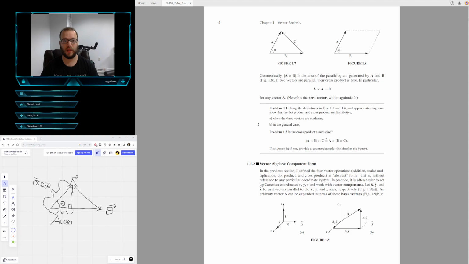It is pointed perpendicular to the page, but it just has 0 magnitude. So A cross A is equal to 0.